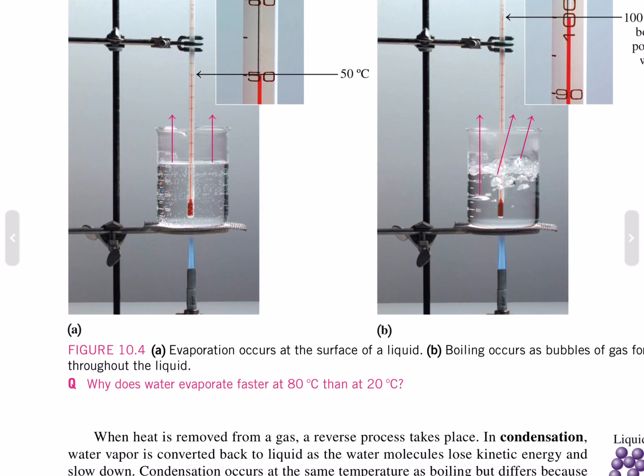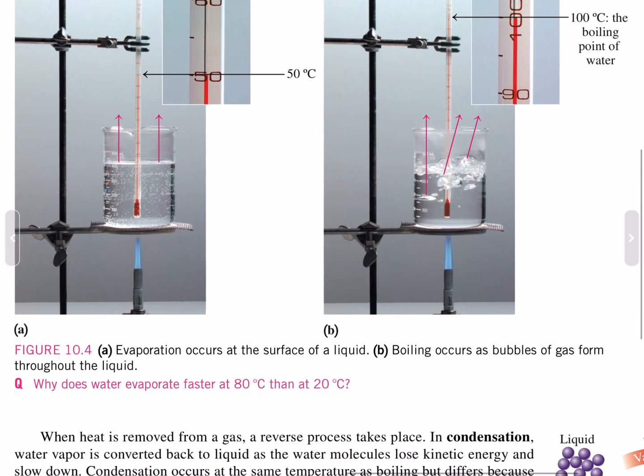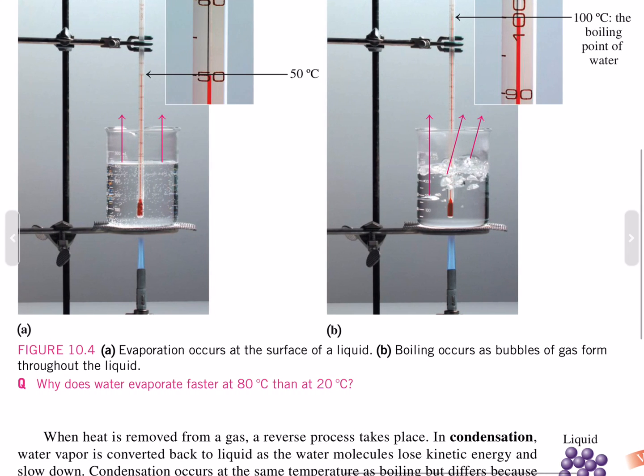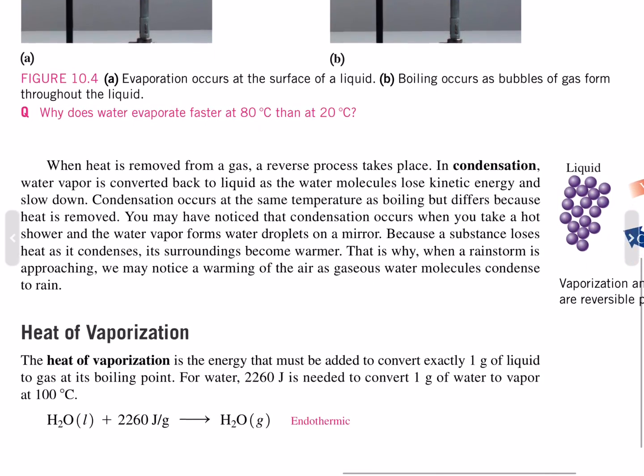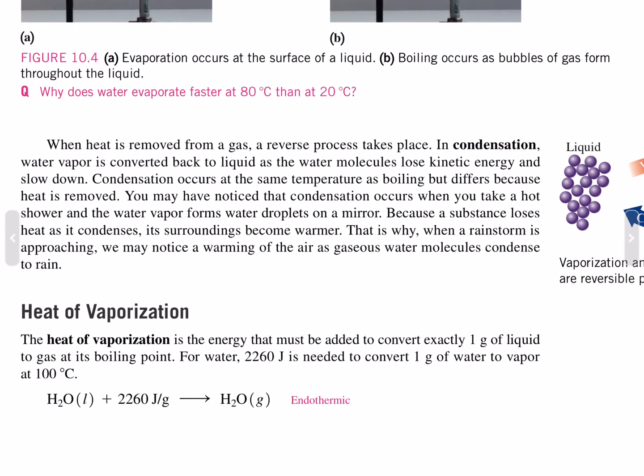Figure 10.4. Evaporation occurs at the surface of a liquid. Boiling occurs as bubbles of gas form throughout the liquid. When heat is removed from a gas, a reverse process takes place. In condensation, water vapor is converted back into liquid as the water molecules lose kinetic energy and slow down. Condensation occurs at the same temperature as boiling, but differs because heat is removed.